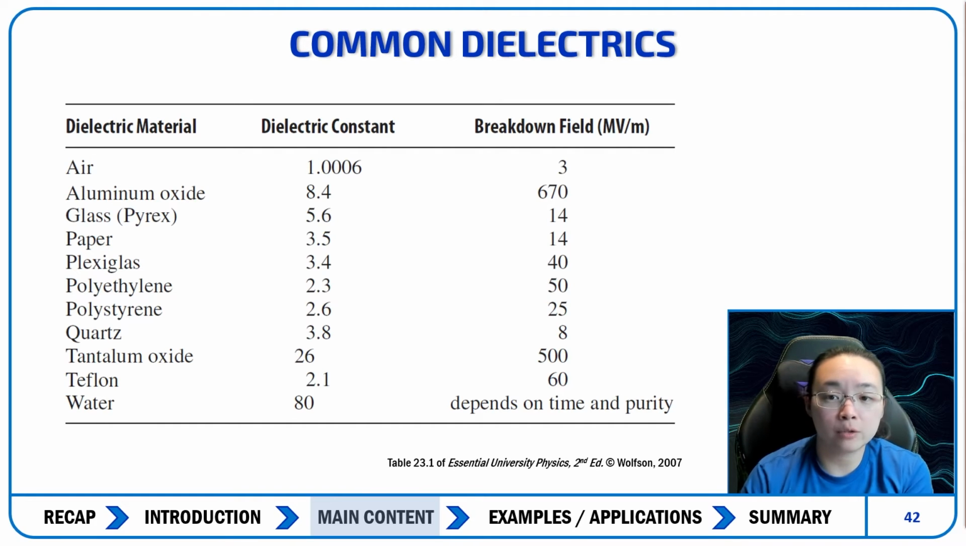Now, for common dielectrics, we can just list different materials and their dielectric constants to know which ones would help increase capacitance to what degree. So air is approximately 1, but you can use glass, 5.6, or you can use water, which is 80. So the dielectric constant of water is much higher than other materials over here, which means that it would most likely increase the capacitance a lot more than other dielectric materials.